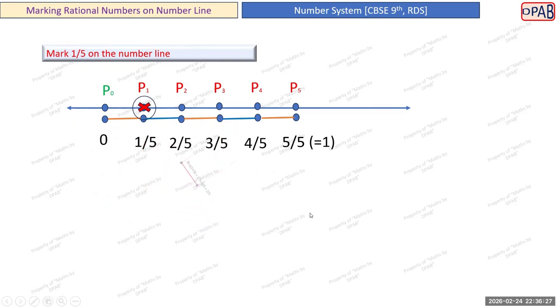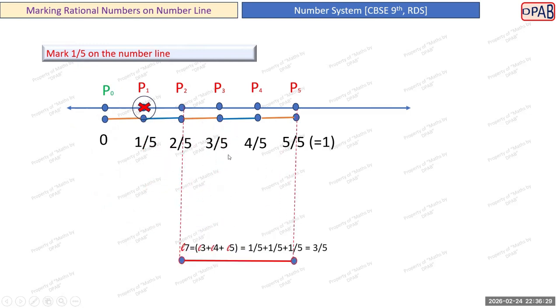One more interesting thing, let us take 3 consecutive lengths. P2 to P3, add P3 to P4, add P4 to P5, to get the total length between P2 and P5, which we have marked here as L7 equal to L3 plus L4 plus L5, which is equal to 1 by 5 plus 1 by 5 plus 1 by 5, which is equal to 3 by 5, right?